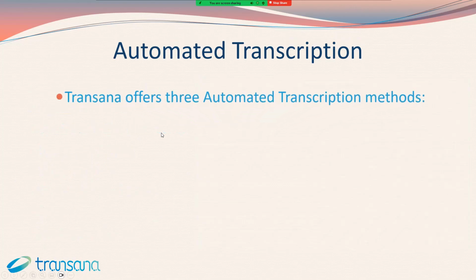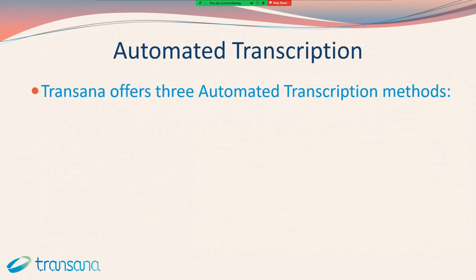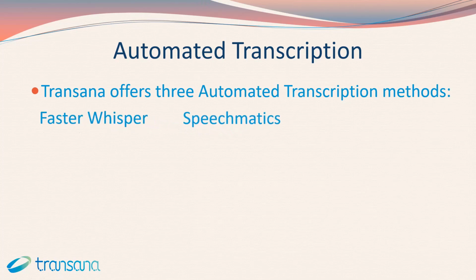To make that more specific to Transana, Transana offers 3 different automated transcription methods built into the software. The first is called Faster Whisper, the second is called Speechmatics, and the third is called DeepGram. So these are different companies or different organizations that have created automated transcription methodologies, and Transana supports 3 different methods that address different needs of researchers.